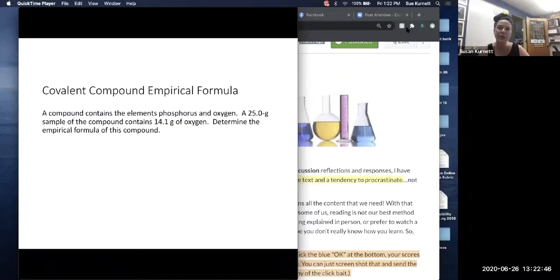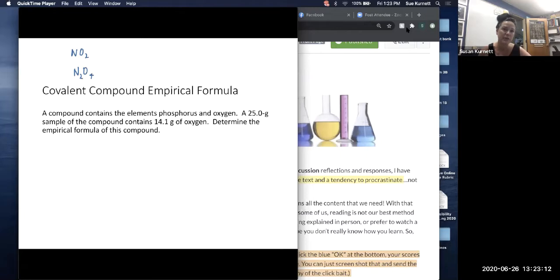Okay, so now we're doing covalent compounds, which means either metalloids and nonmetals or just nonmetals. The difference with a covalent compound is there is a discrete unit. There are some compounds, like this is an actual compound, nitrogen dioxide. This is also an actual compound, dinitrogen tetroxide.